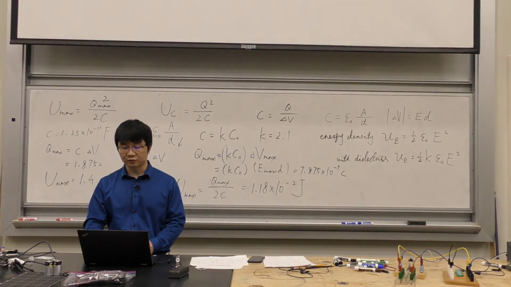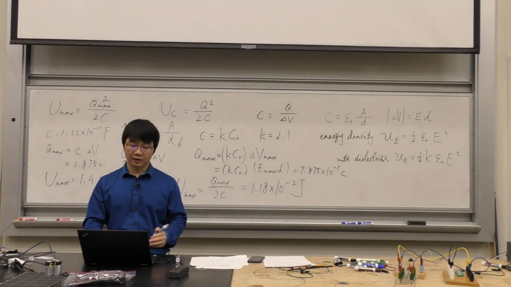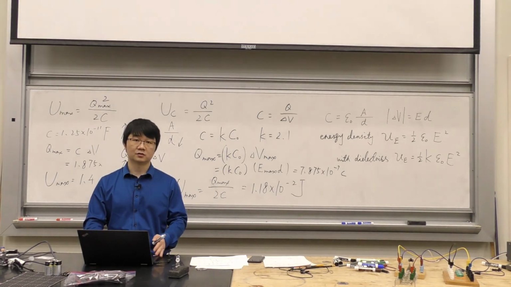Where does this energy come from? It comes from chemical energy stored in the battery. So, conservation of energy. See, everything is consistent in physics, everything.